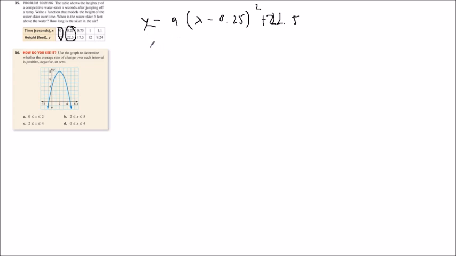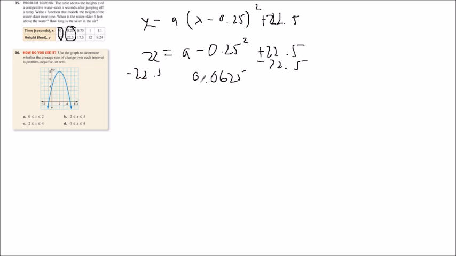I'll plug in 0 and 22 because that's easy. So we've got a times 0.25 squared plus 22.5 is equal to 22, and we have a here. So 0.25 squared is 0.0625, and then we subtract 22.5 from both sides. We get negative 0.5 is equal to 0.0625 times a, so divide by 0.0625 on both sides. You will get a is equal to negative 8.